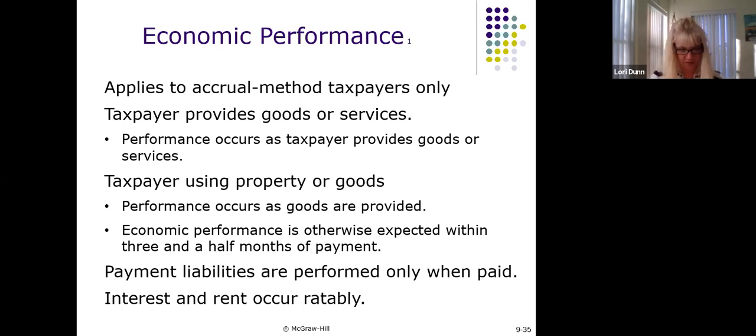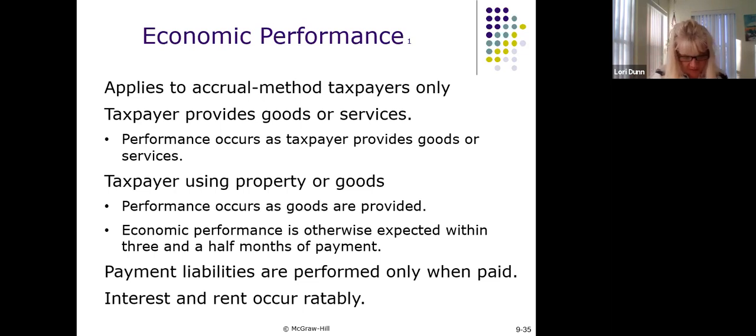Okay, next one. What if the company is renting or leasing property from another person? So, you know, you prepay your rents. So you are renting from a company and you pay in 2020, 12 months rent in advance. When can you deduct it? When a business enters into an agreement to use property from another person, economic performance occurs over the time of the lease. So normal accrual.